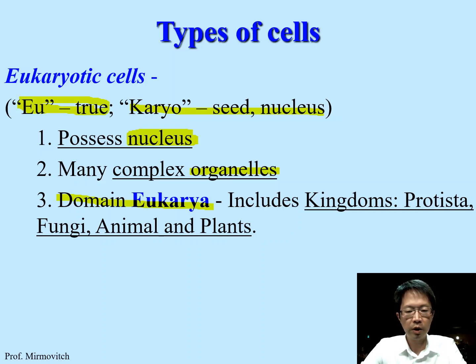In Eukarya, we have different kingdoms like protista, fungi, animal and plants. Protista, or protist. What is a protist? Protists are also unicellular organisms like amoeba or paramecium. All these are the protists.